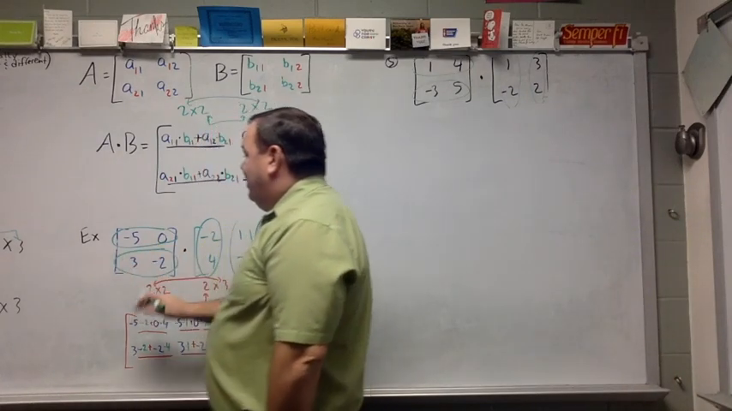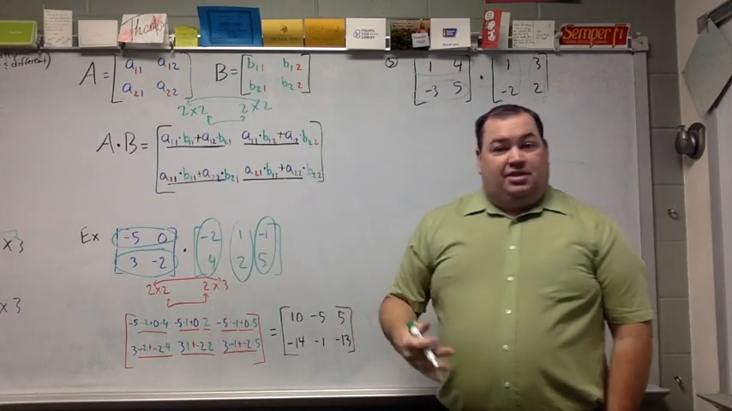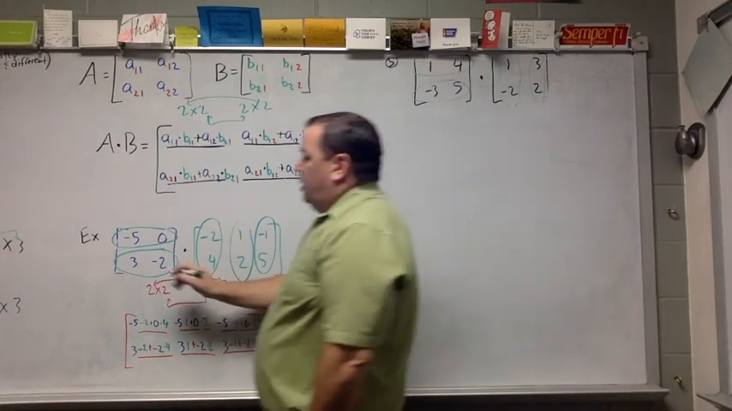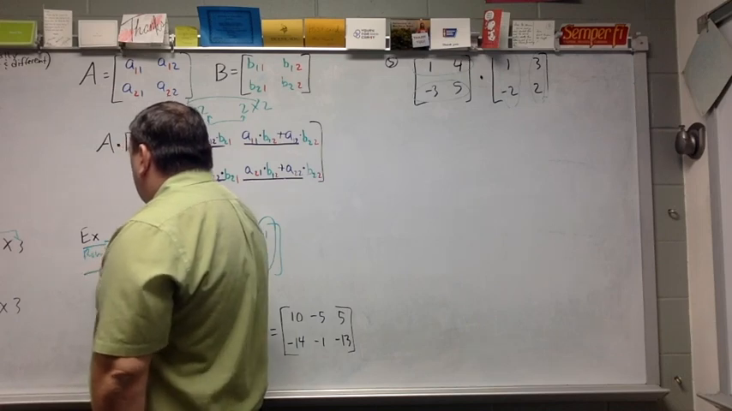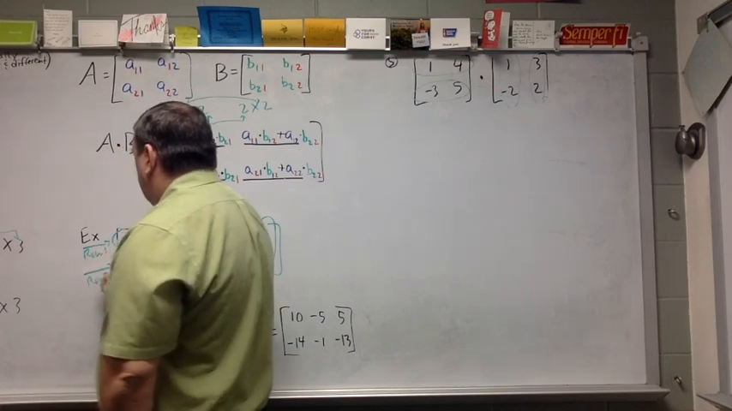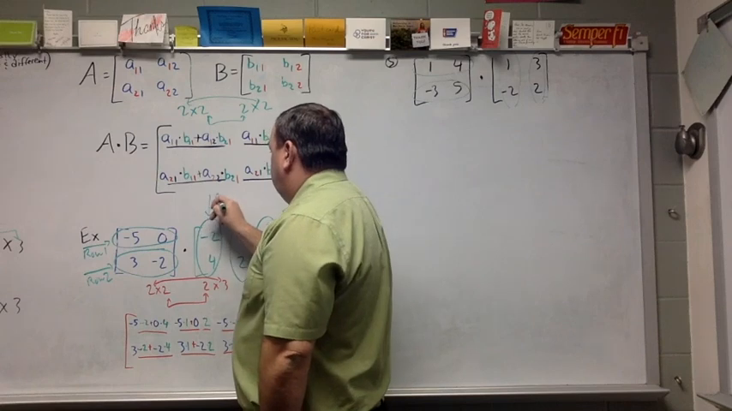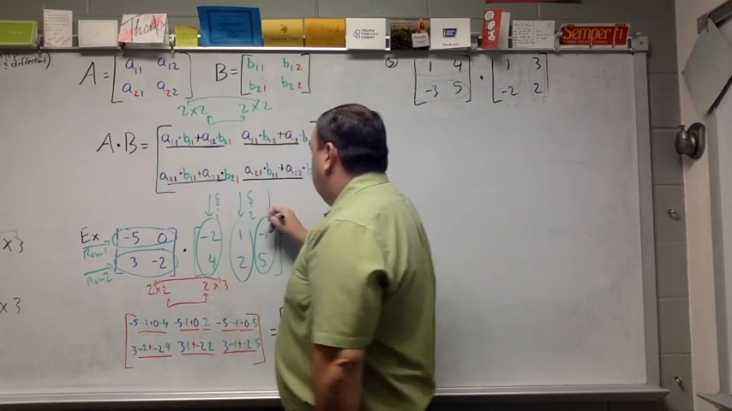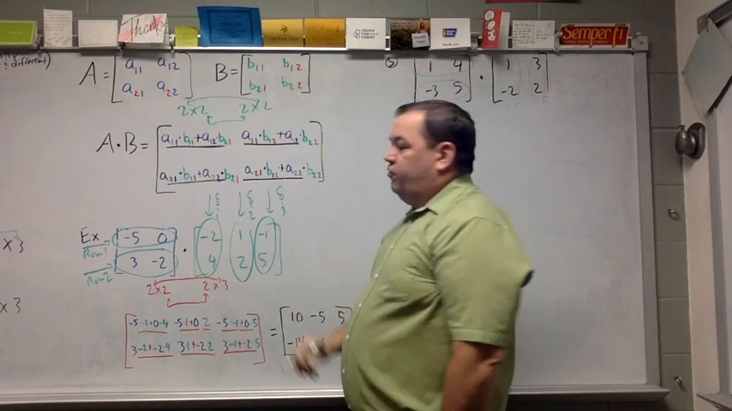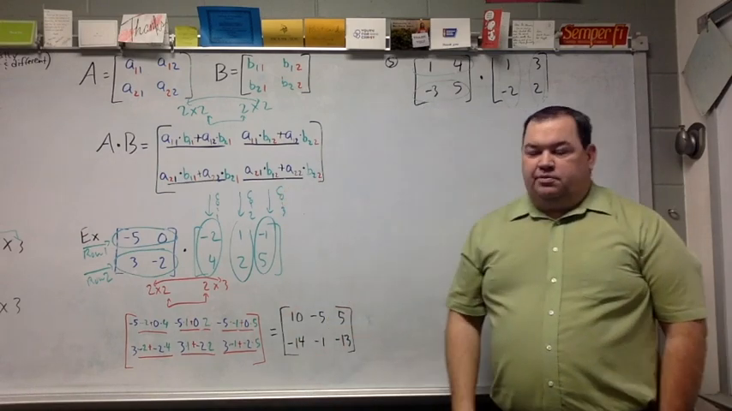I'm going to move down to the second row, so now I'm going to use row number 2. And sometimes circling these is enough for people. Sometimes they want to label them and say row 1, row 2, column 1, column 2, column 3, whatever helps you keep track of where you're at.